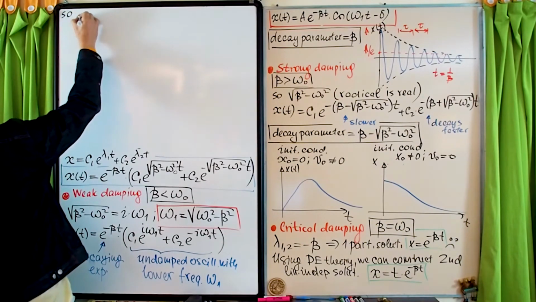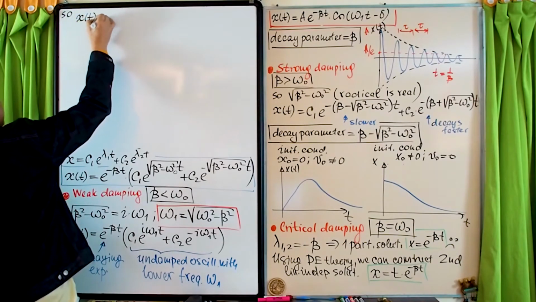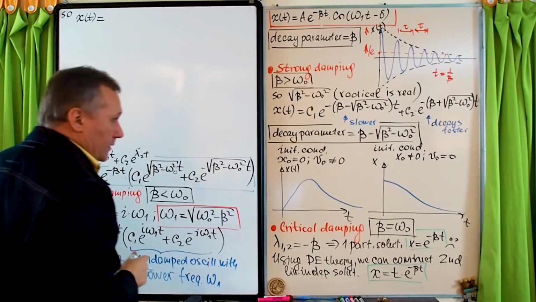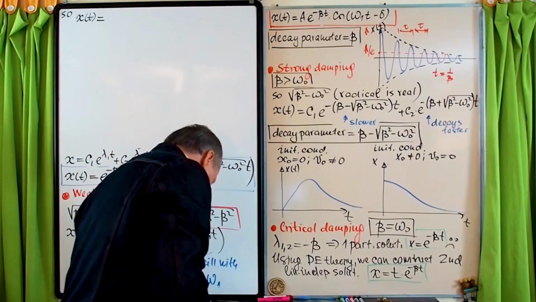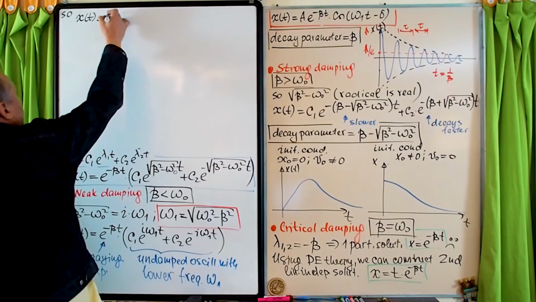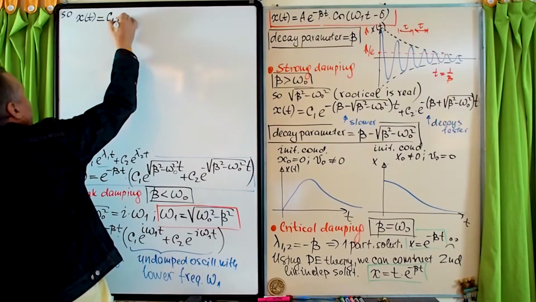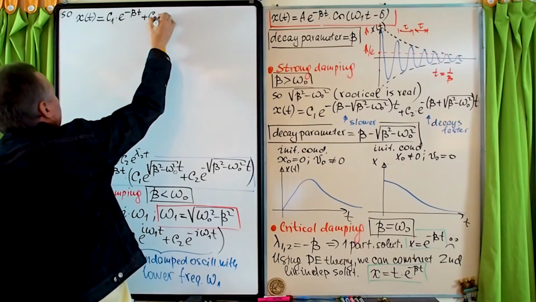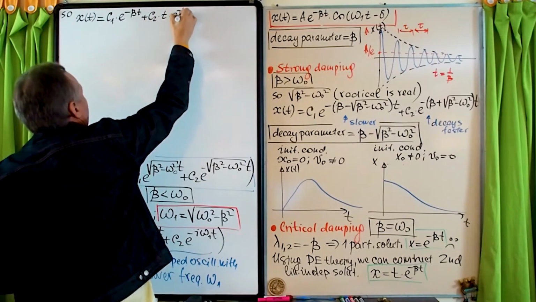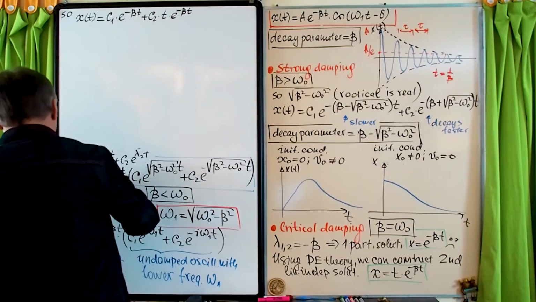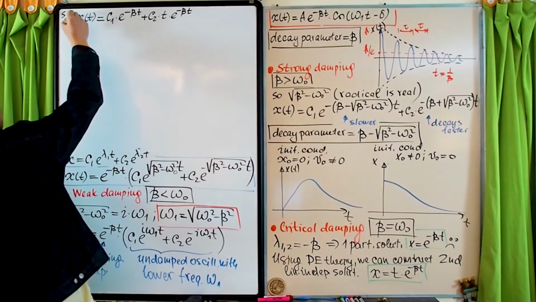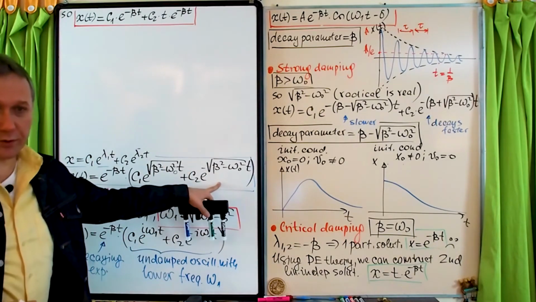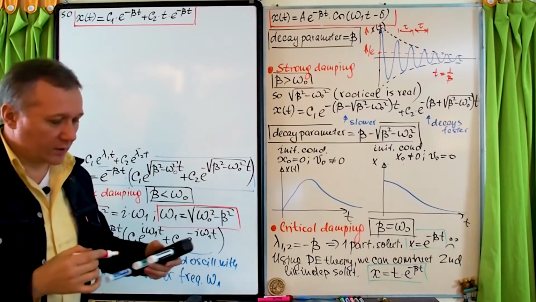Now the general solution for the critical damping case. Which constants do I use? I think still C1 and C2. C1 e to the power of minus beta t plus C2 times t e to the power of minus beta t. So that's our solution in this case. It's basically, again, the same solution, but adjusted for this special situation.